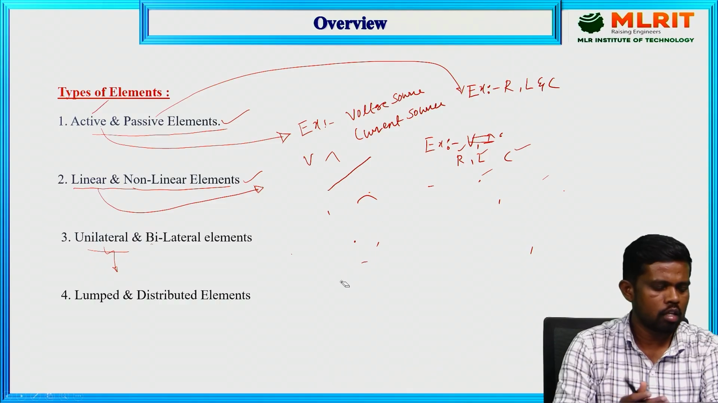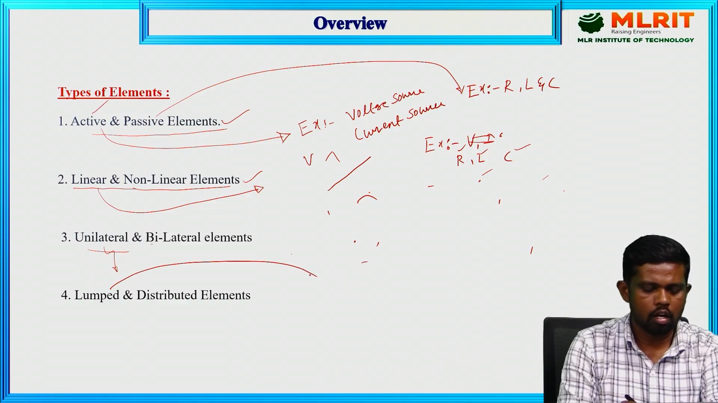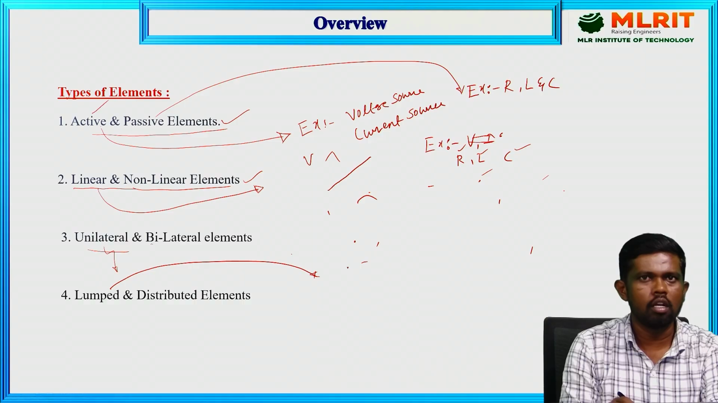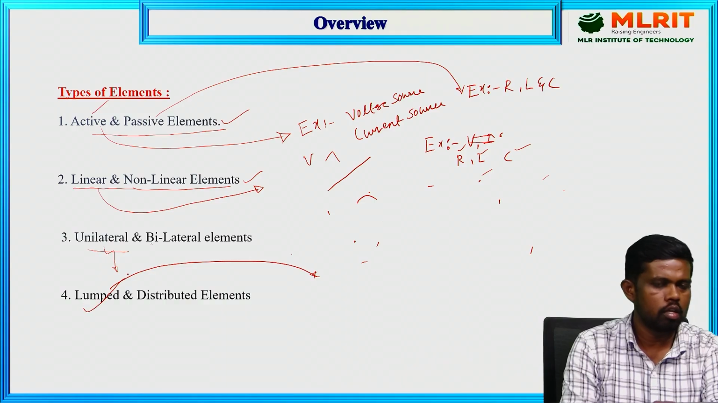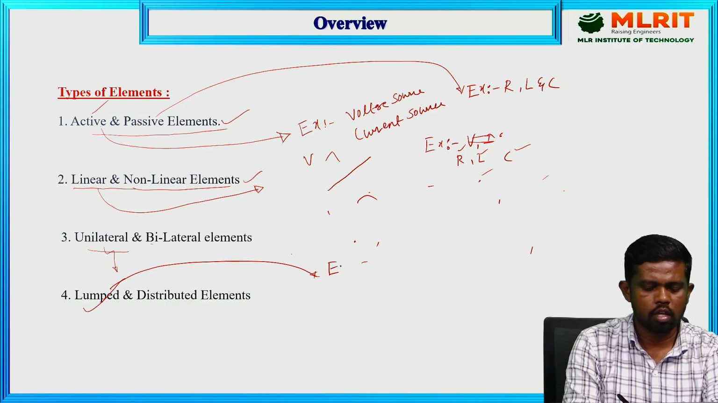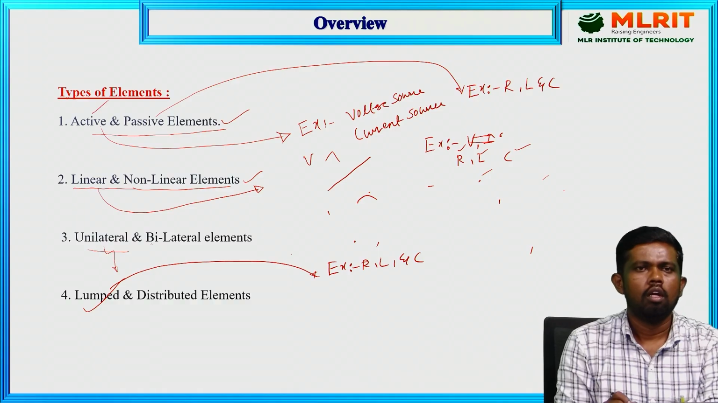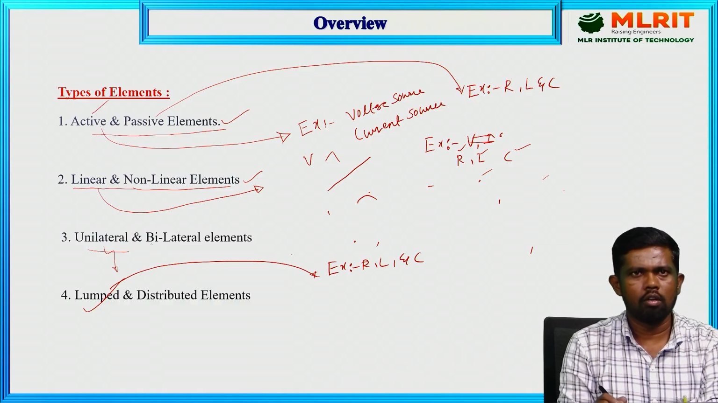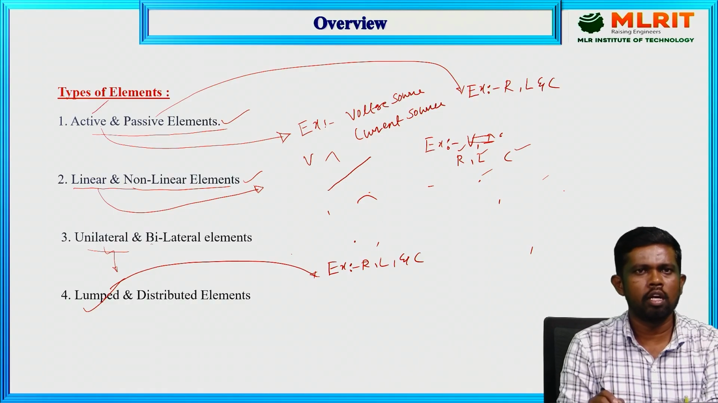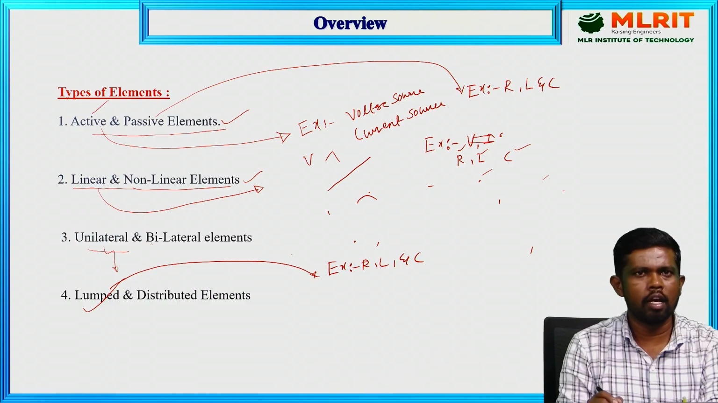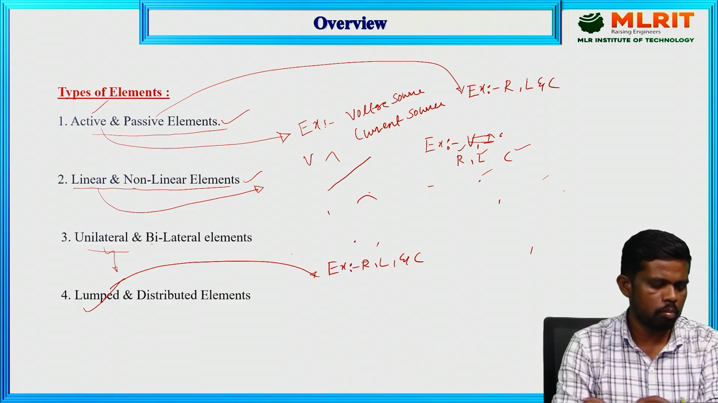In electrical circuits, the elements look small in size and can easily be physically separated from the design network. Those kinds of elements are called lumped elements. Examples of this are resistor, inductor and capacitor. These are the three elements under the category of lumped elements. They are small in size and physically easily separated from the design network.